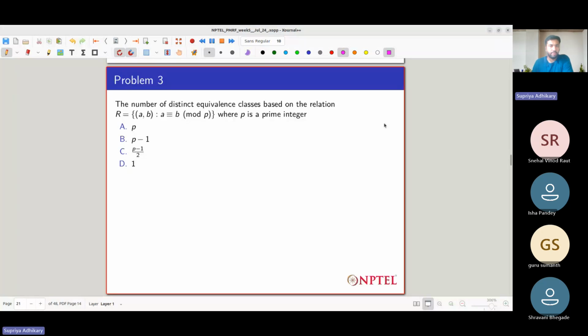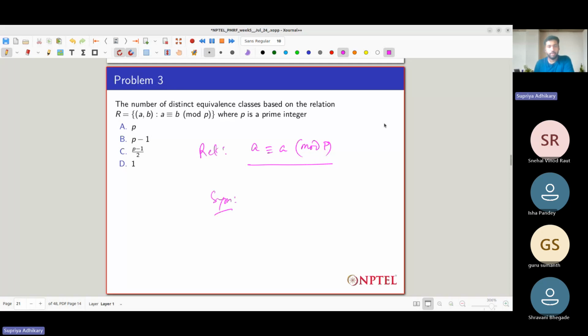So in problem 3, we have the number of distinct equivalence classes based on the relation which is given to us like this. So a, b is related whenever a is congruent to b mod p. So this is an equivalence relation. You can check that because a is always congruent to a mod p given any prime integer p. So this is always true. So that means this proves the reflexive relation.